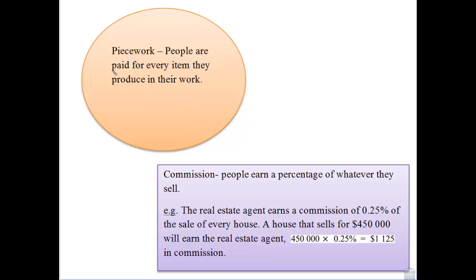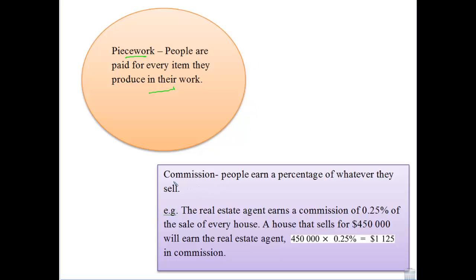Now this one's called piecework. Not many people work on piecework, but these are people who might be manufacturing clothing, things like that. They're making individual pieces, and every time they produce something in their work, they get paid for it. So they get paid per item. If they're in a factory where they're making shirts, they may get paid $1 per shirt. So the more shirts they make, the more money they'll make. That's what we call piecework.